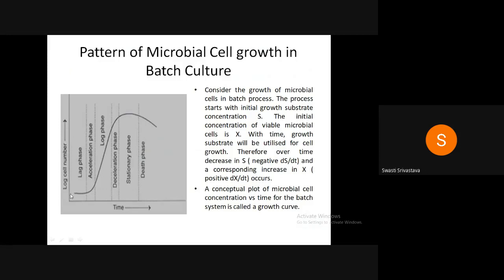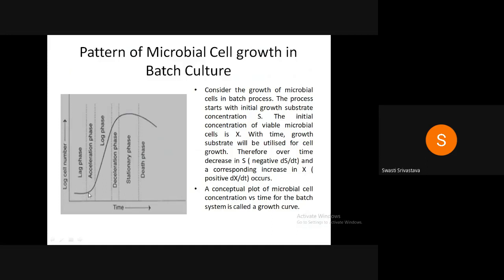Now, if we try to understand this growth curve, it can be divided into 5 to 6 stages, according to different authors. Some take it as 5 stages, some 6 stages, or some even 4 or 3 stages. Here we can identify the lag phase, the acceleration phase, the log phase, the deceleration phase, the stationary phase, and the death phase.